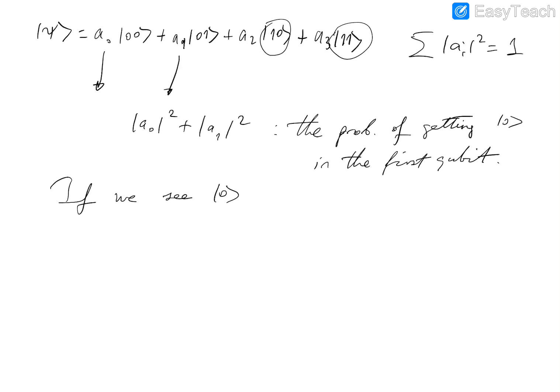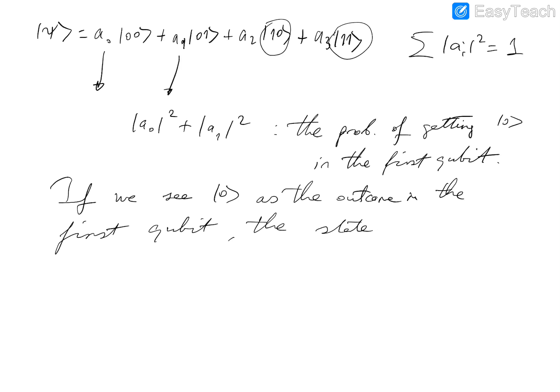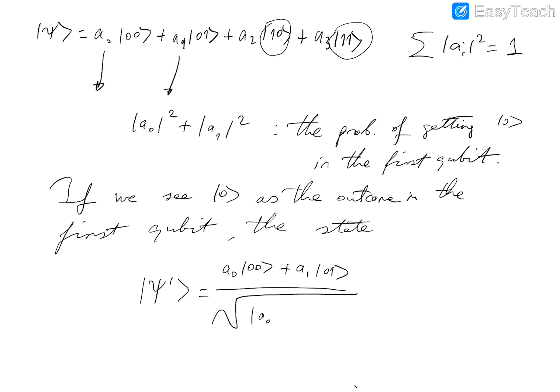So if we see 0 as the outcome in the first qubit, the new state of the system will be, let's denote this by psi prime, A0|00> plus A1|01>, and then we have the normalization factor, so we're going to divide this by its norm, which is the square root of modulus A0 squared plus modulus A1 squared.